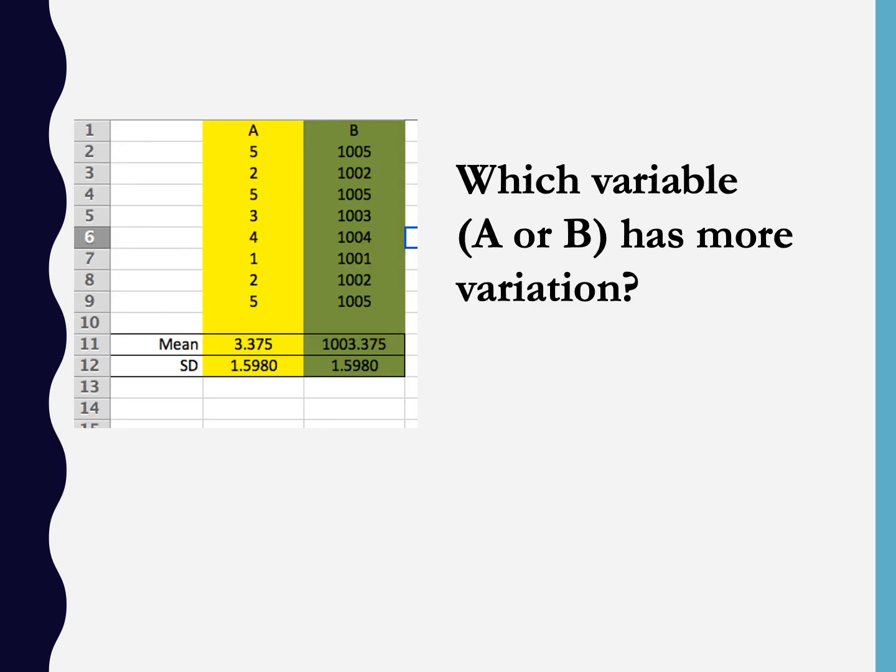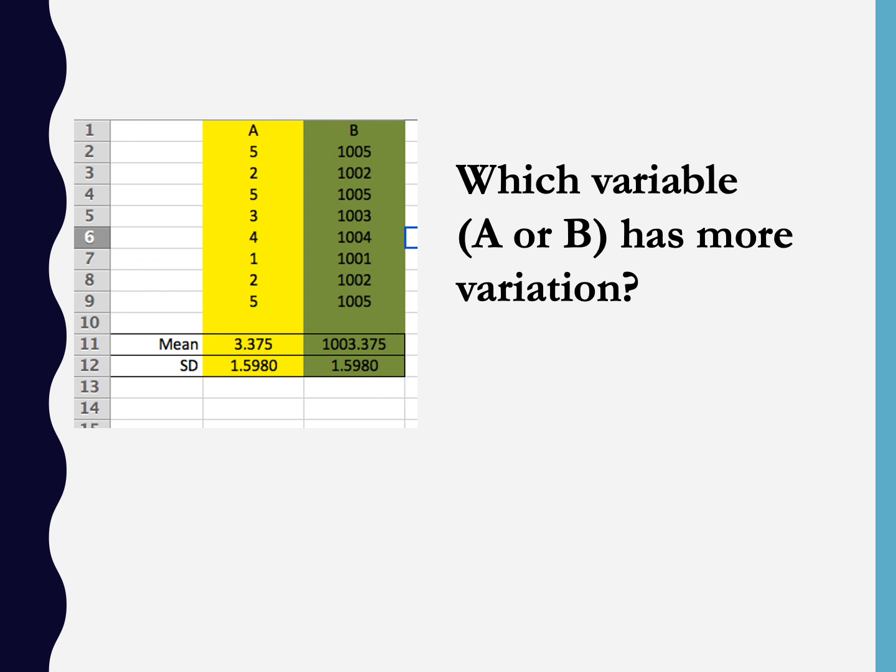Now take a look at this question. You have two data set A and data set B. Which variable has more variation? Now notice that the standard deviation for these two data sets are the same. So at first glance, it looks like it's hard to tell which one has more variation. But notice that obviously their means are not the same because the values in dataset B are much larger compared to the values in dataset A.